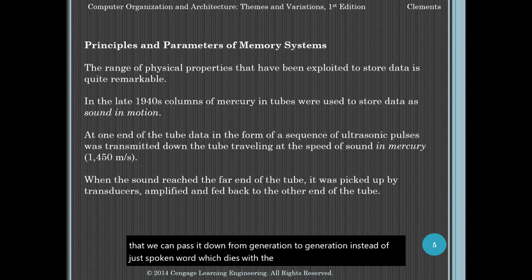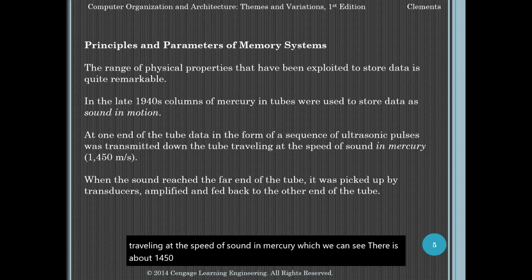We've all heard echoes off the walls of a canyon. Few people would think that using an echo as the basis of a memory system would be valid, but in the late 1940s, columns of mercury in tubes were used to store data basically as sound in motion. At one end of the tube, data in the form of a sequence of ultrasonic pulses was transmitted down the tube, traveling at the speed of sound in mercury, which we can see there is about 1,450 meters per second.